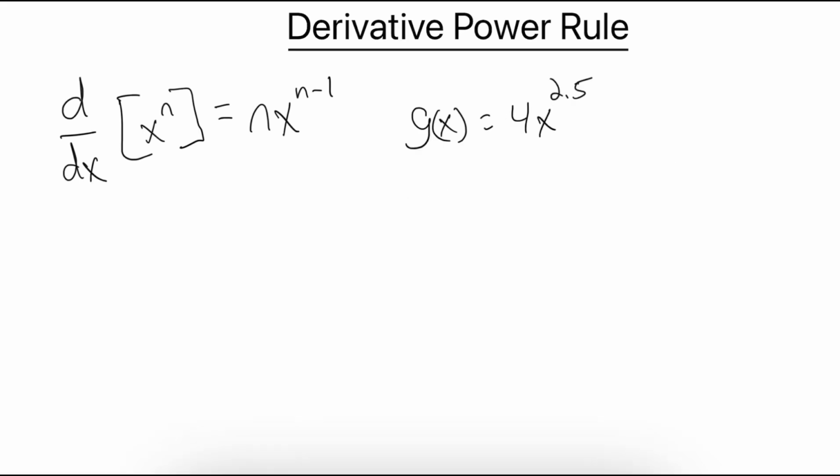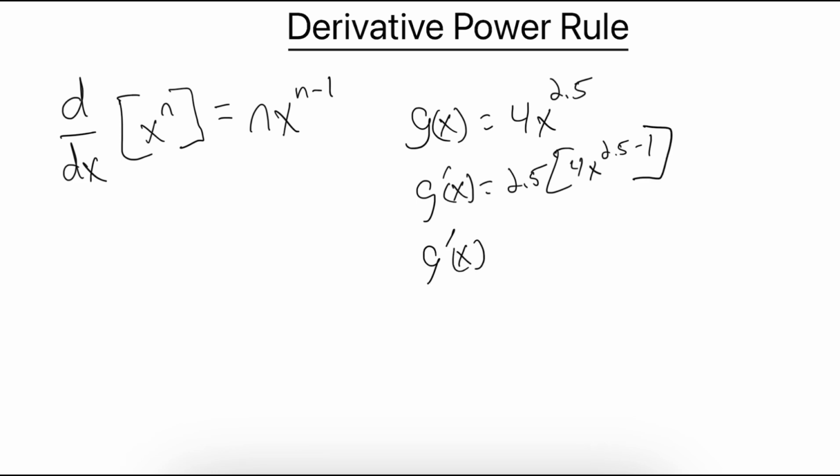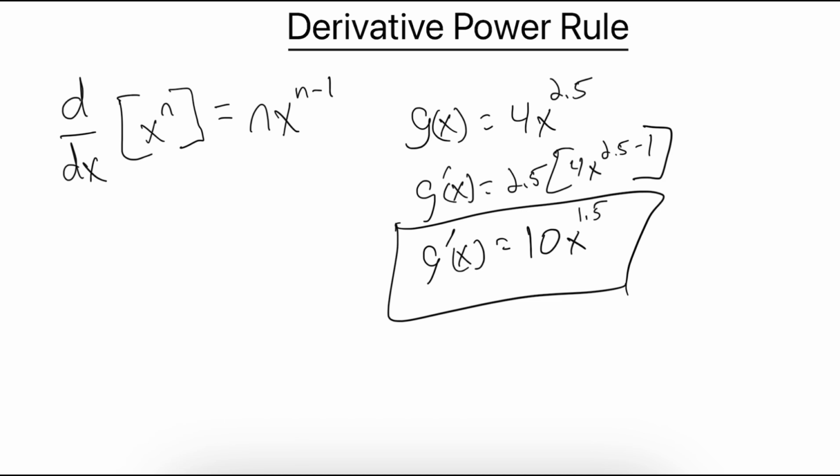Now we have g of x equals 4x to the power of 2.5. So g prime of x equals 2.5, which is our n, times 4x to the 2.5 minus 1. So g prime of x equals 2.5 times 4 is 10, x, and 2.5 minus 1 is 1.5. So 10x to the power of 1.5 is our final answer.